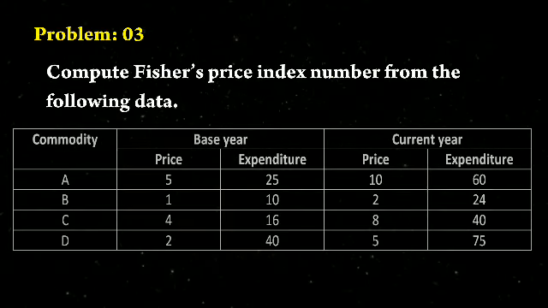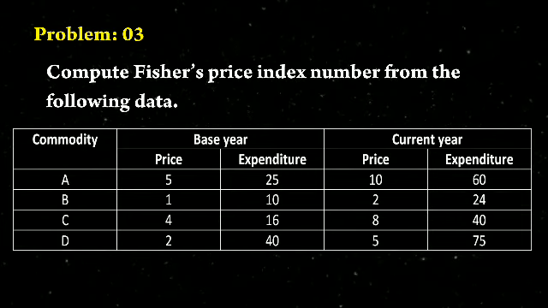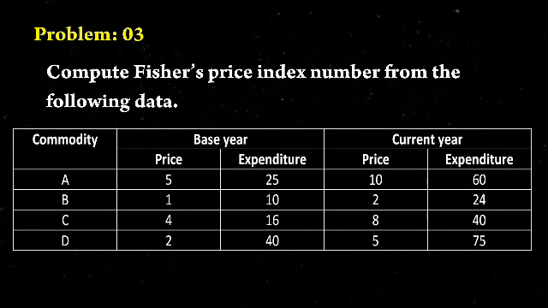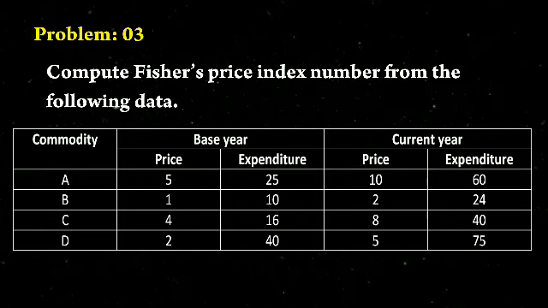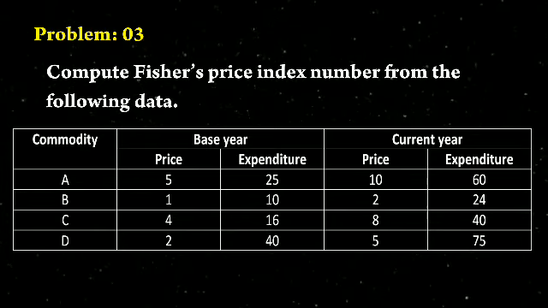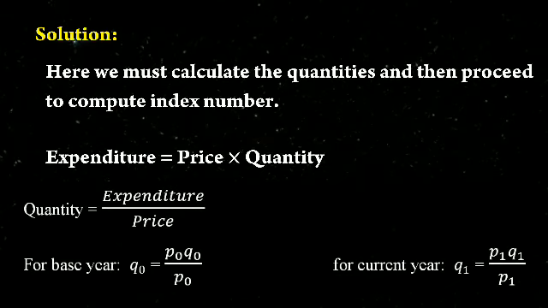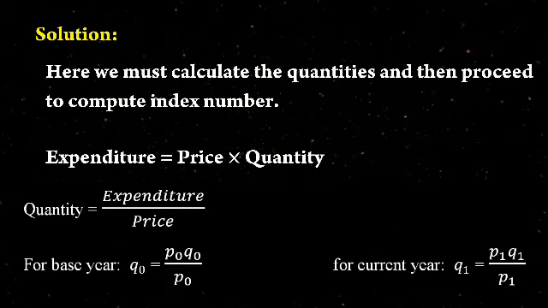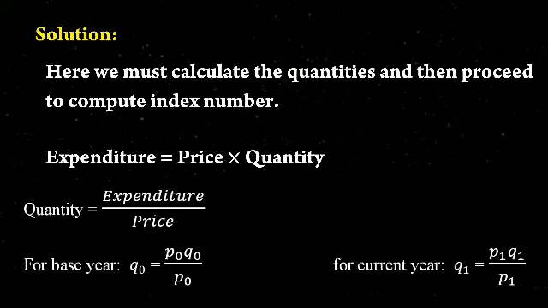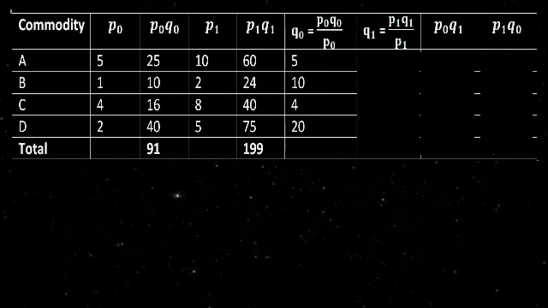Third problem, compute Fisher's price index number from the following data. In the table, as you can see, 4 commodities are given along with base year price and expenditure and current year price and expenditure value. Here, instead of giving the price and the quantity values, expenditure values are given, from which you should obtain the quantities based on which Fisher's index number can be computed. So, in the solution part, draw one more table, copy the data, commodity, under that A, B, C, D, include one more row to find the total value.